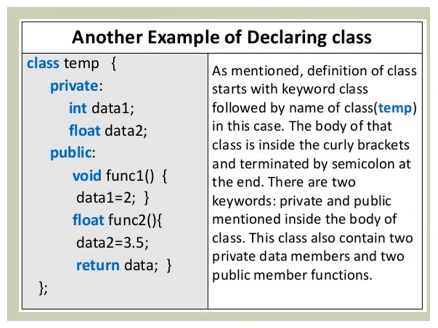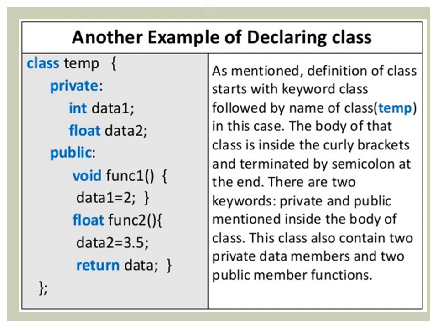Now see, this is one more example of declaring a class. Here we declare the class temp, open the brackets. In the private section we declare two variables, int data1 and float data2, two types of variable declaration. In the public section we declare void function1, that is the first function. Then inside the function1 body, we write data1 = 2. Then close the function. Then we declare the second function, float function2. In that body we have written data2 = 3.5 and return the data. So this is declared under the public section.